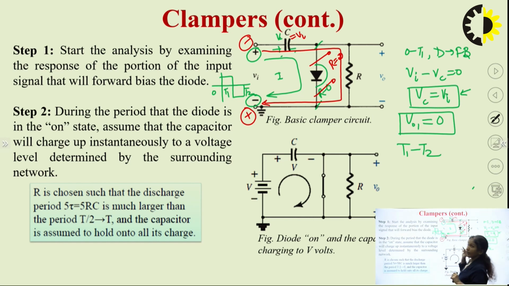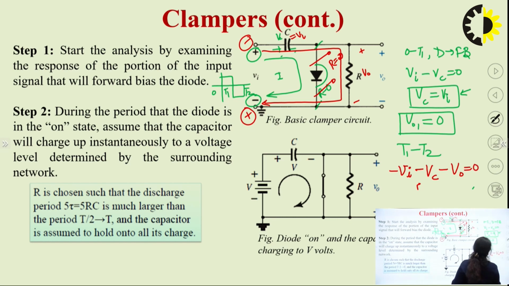Input signal is having this potential, and here you are having the output, that is plus and minus. This is V0 across the load. So if I write the KVL in the outer loop marked by the red pen, we can write minus Vi minus Vc minus V0 is equal to 0.